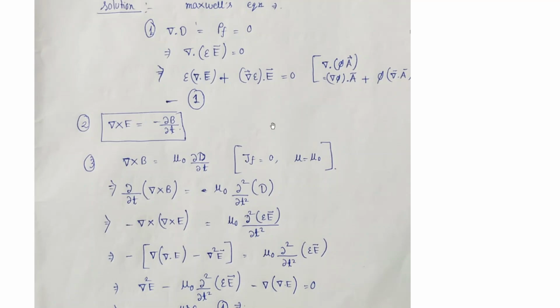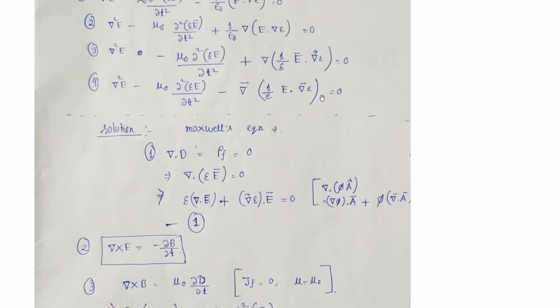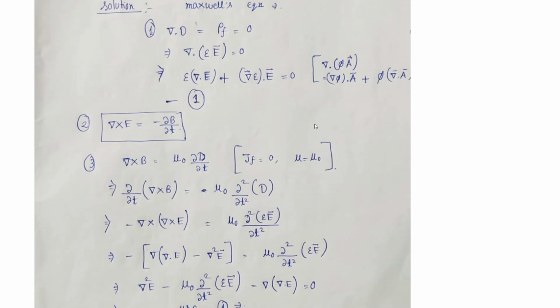And here also mu is mu naught. Why is mu equal to mu naught? It is already mentioned. You can see that this is a non-magnetic material, so you have to deal only with epsilon, not with mu. So there is no permeability. There is permittivity, but you don't have to care about permeability. So mu is equal to mu naught.